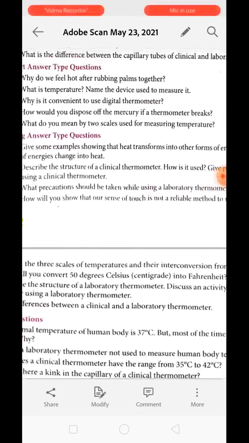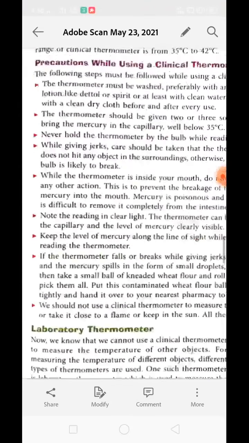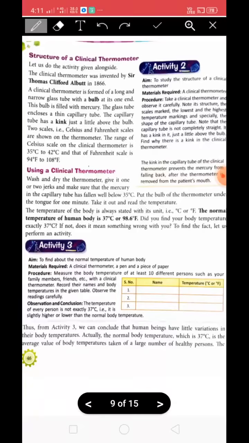Describe the structure of a clinical thermometer, how it is used, and give precautions to be taken while using the clinical thermometer. Okay, now see here, structure of clinical thermometer. You will write this heading and start your answer from here. A clinical thermometer is formed of a long and narrow glass tube with a bulb at its one end. This bulb is filled with mercury. This glass tube encloses a thin capillary tube. The capillary tube has a kink just above the bulb.